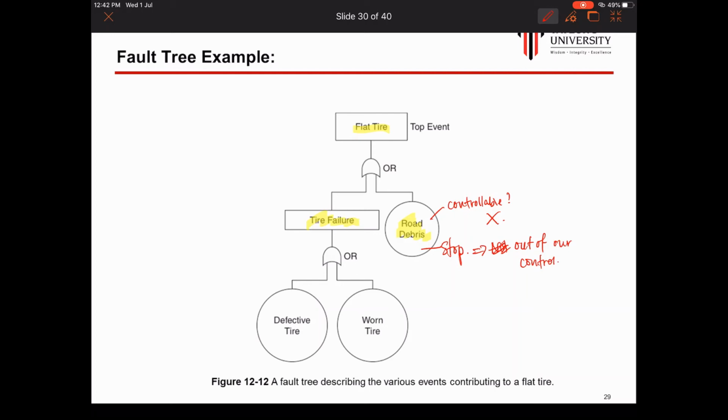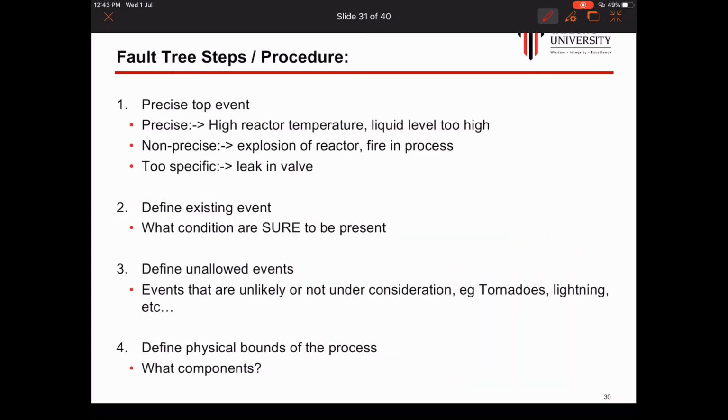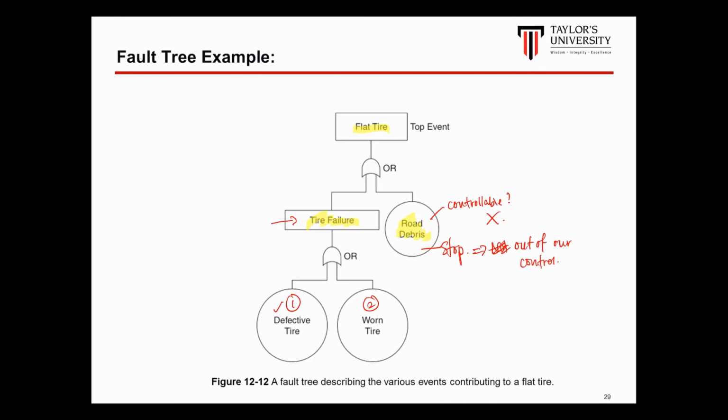Okay, so then we focus on something that is within our control. So we have a tire failure here. What can cause a tire to fail? One is a defective tire. The second is a worn tire, meaning an old tire. If you are the user, you will stop here, at the defective tire or worn tire, because both will require you to change your tire or repair your tire. If it's worn, then you want to repair it. If it's defective, then you want to change it too.